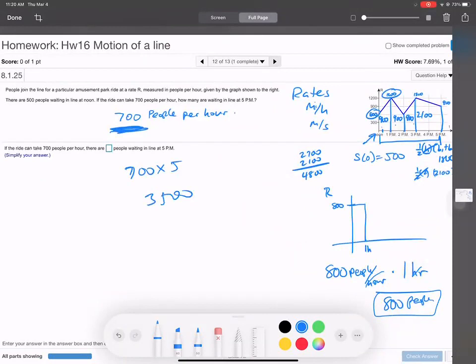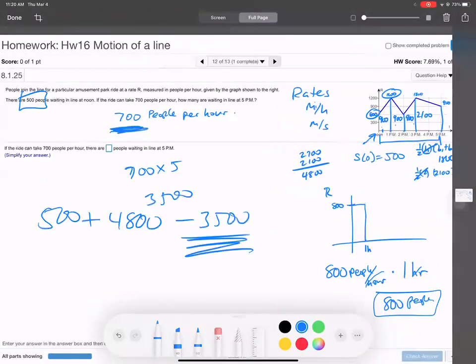Now here's the problem. We had 500 people to start. 500 plus 4,800 that queued up, minus the 3,500 that were actually able to ride the ride. And that's the number of people left in line. Okay? So this is kind of cool. This is a very easy way of looking at it, but if you actually look at Six Flags, they have numbers like this. We have the rates of people that queue up, and the number of people that can ride the ride, so the capacity of the ride. So it's kind of cool.